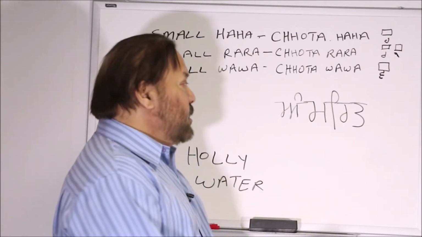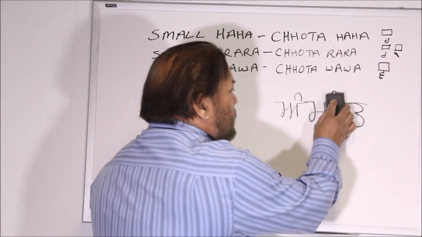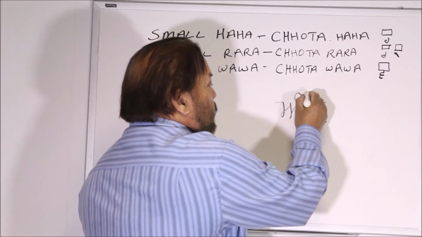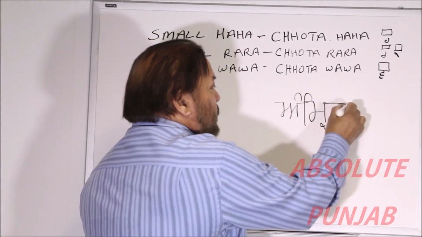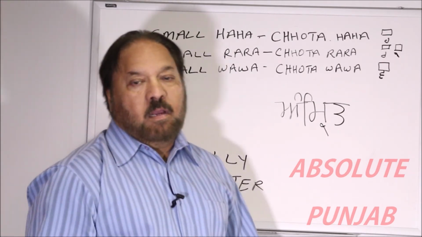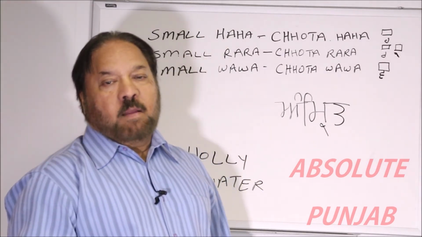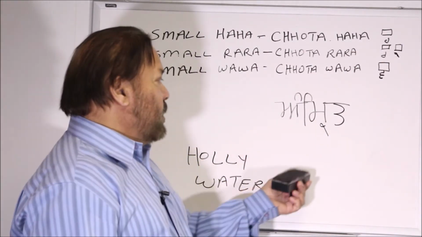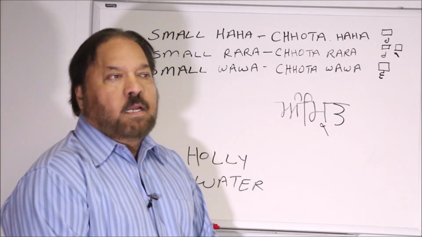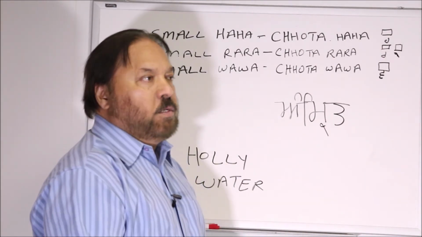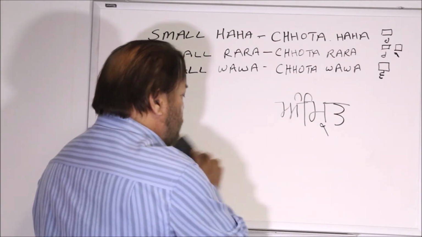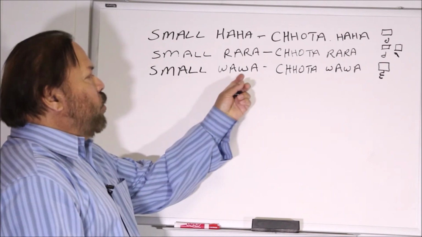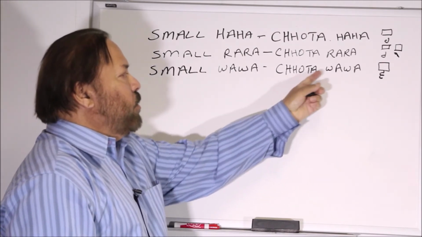So what they do is they write it like this. Sihari goes here. Amrit. Or some people want to write, as I said, Christmas or Amrit. There are so many other words, but I will only explain two because I don't want to make this lesson too long. The next one is small Wawa or Chhota Wawa.